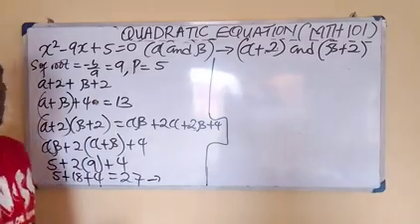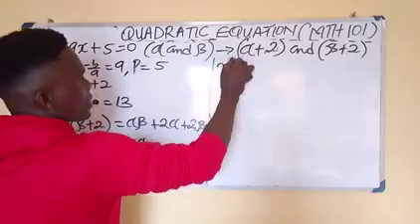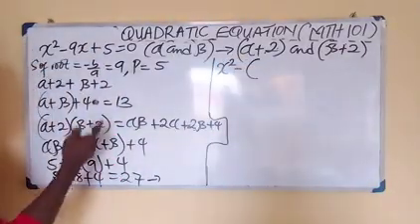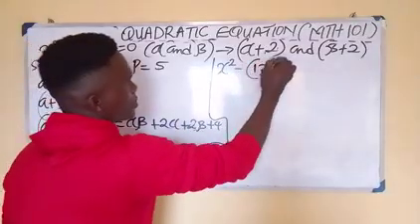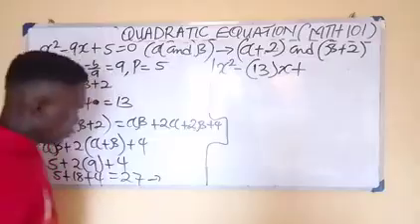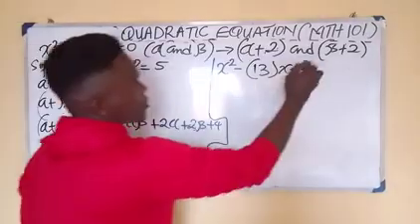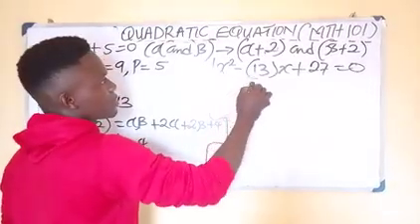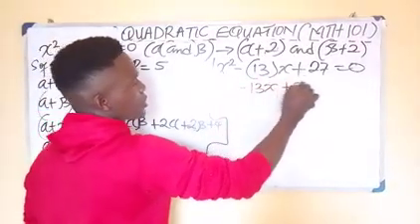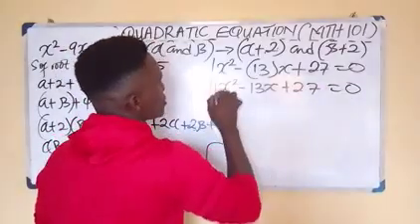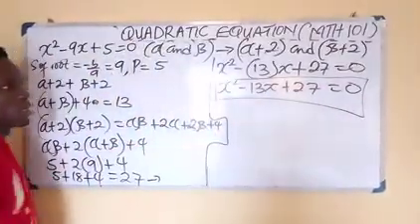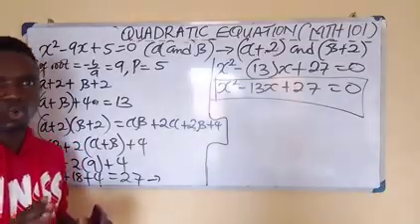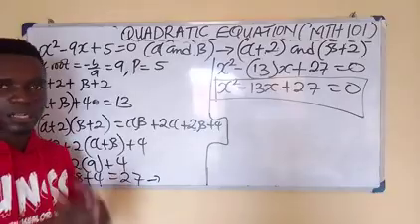So the new quadratic equation becomes x squared minus the sum of roots. The sum of roots we got 13. 13x. Product of roots we got what? 27. So 27 all equal to what? 0. So x squared minus 13x plus 27 all equal to 0. This is a new quadratic expression. Hope it is clear and it is clear for good.